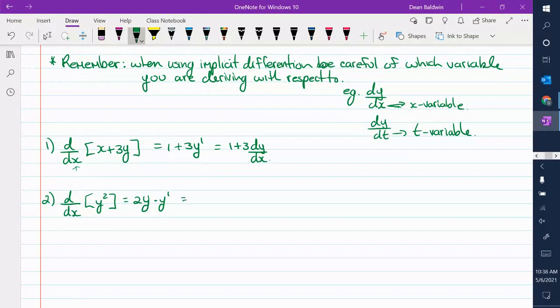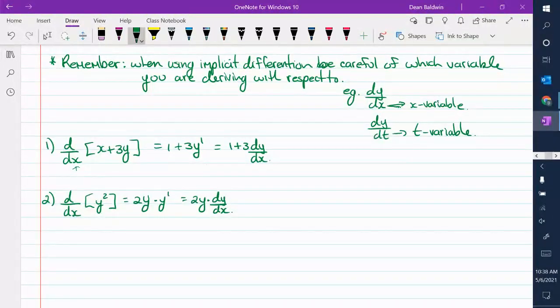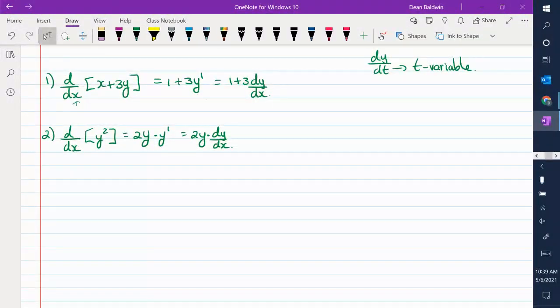Or if you wanted, 2y times dy dx. Y prime and dy dx are the same thing. Does everybody feel okay with that? If the variables don't match, use chain rule if there's an exponent, or product rule, or you'll see. And you always have to multiply by y prime. All right, let's try an actual equation here.